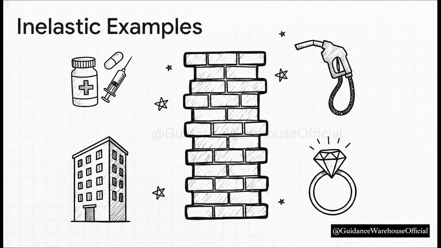And listen, this vertical line isn't just some theoretical concept. It happens in reality all the time. Think about necessities that have absolutely no close substitutes. Life-saving drugs like we just talked about, or basic gasoline for commuters who literally have no other way to get to work. They just have to pay up.